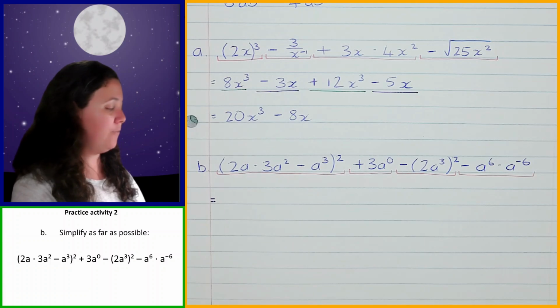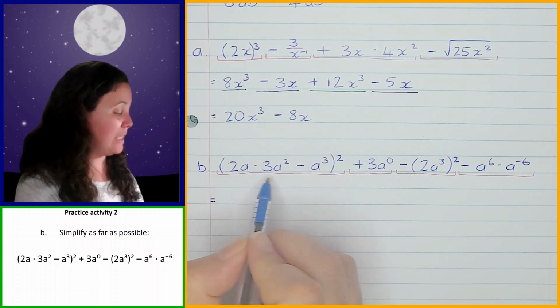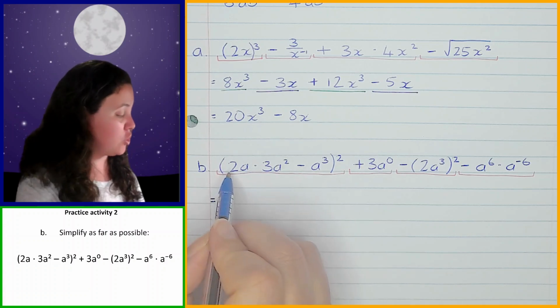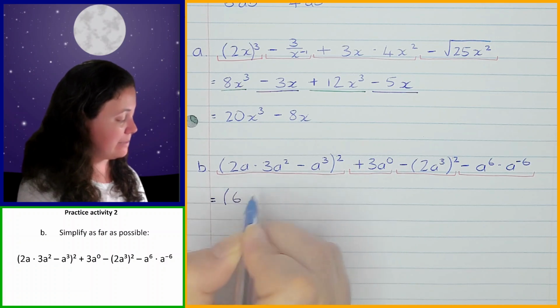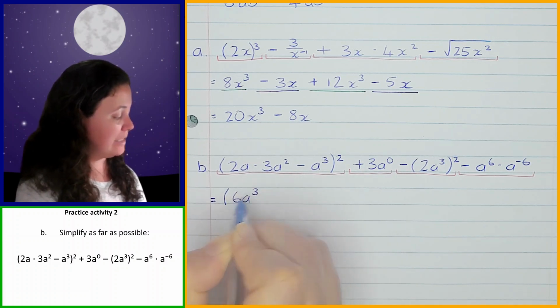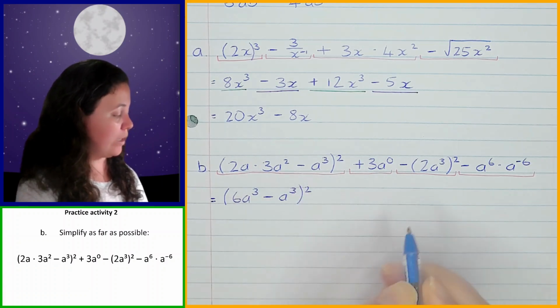Okay, so in the first term, inside these brackets, I need to use BEDMAS. The first thing I need to do is the multiplication. So I've got 2a times 3a squared. That gives me 2 times 3 is 6, and a times a squared is a cubed. So I get 6a cubed minus a cubed, and that is all squared.